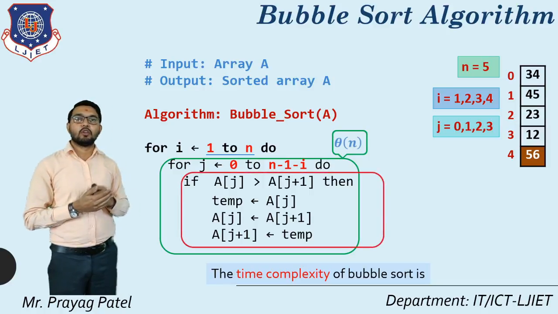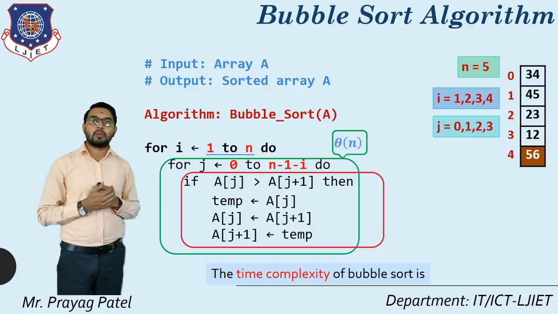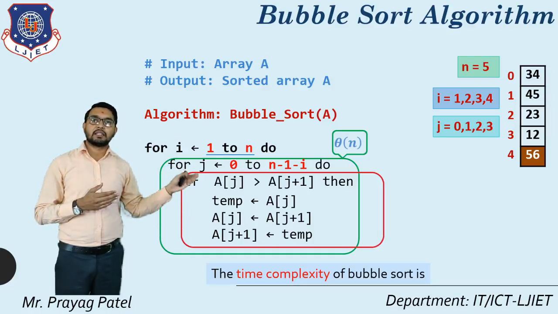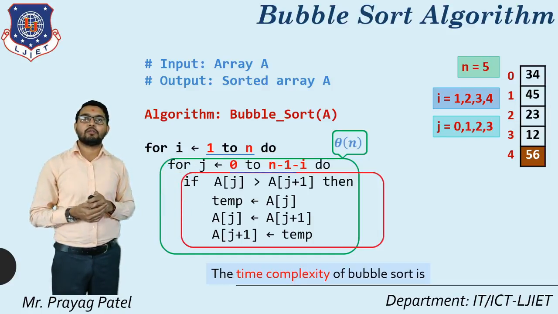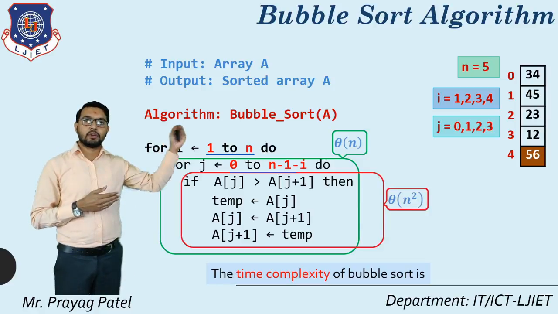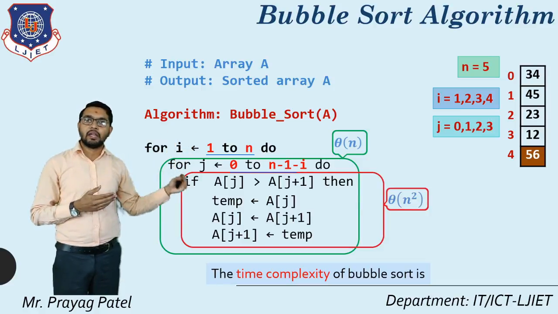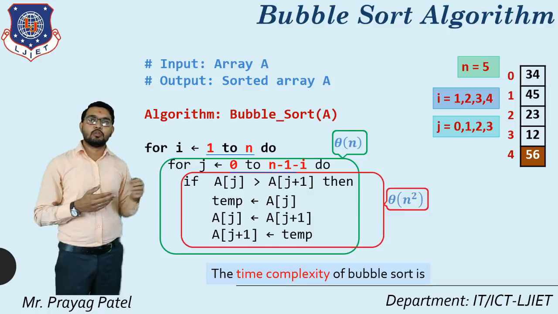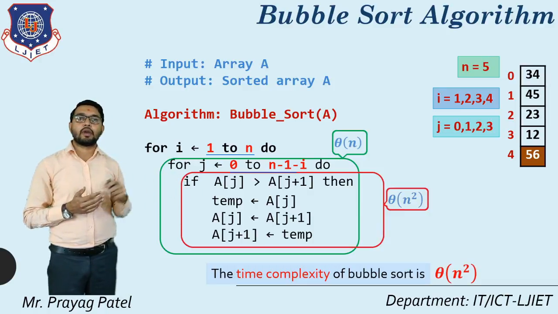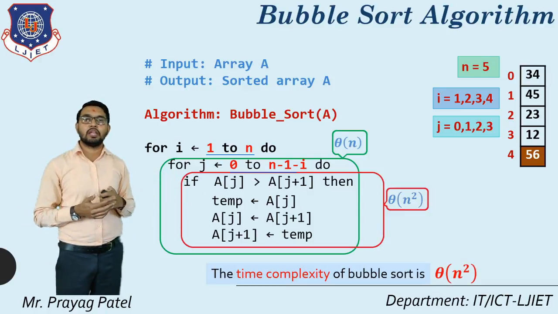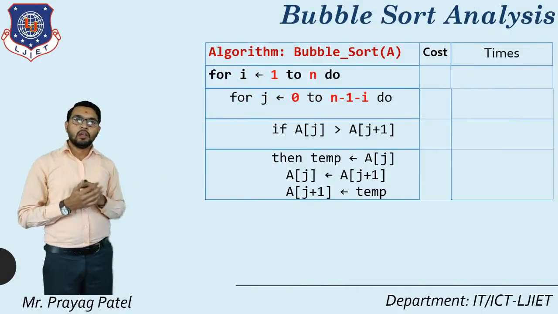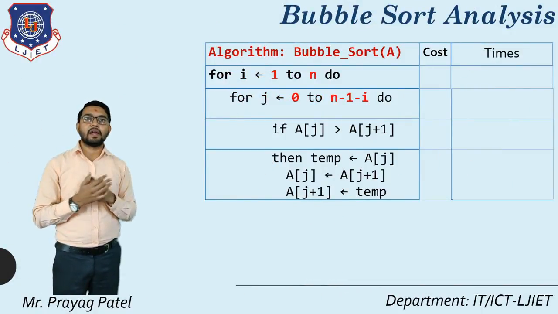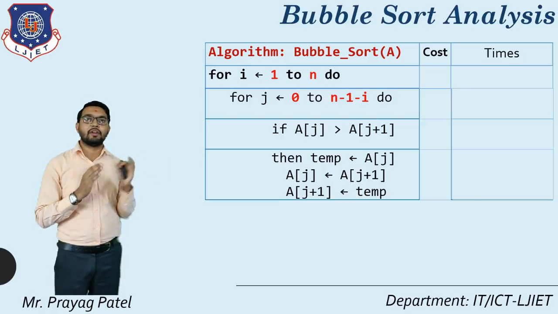Now consider the inner loop for j equal to 0 to n minus 1 minus i. In this case, this step will be executed for n square time, because the outer loop runs n time and the inner loop runs n time. So this loop is considered as n square time. So the final complexity of the bubble sort is n square. Now we understand how we can find the complexity step by step.